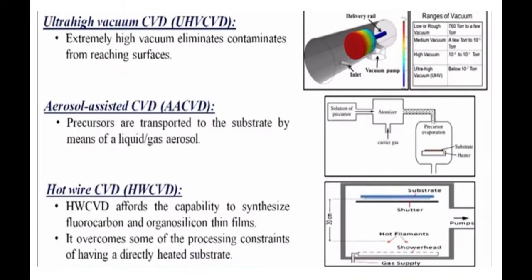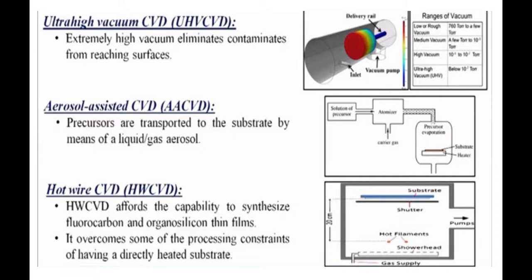Next is the ultra high vacuum CVD. Extremely high vacuum eliminates contaminants from reaching the surface. From this particular case you can understand that we are using a vacuum pump, and we have some delivery rail. Then we put the gas inside, the reaction takes place inside, and through this delivery layer the gas goes and is deposited onto the substrate itself. Okay, I have shown this in the figure.